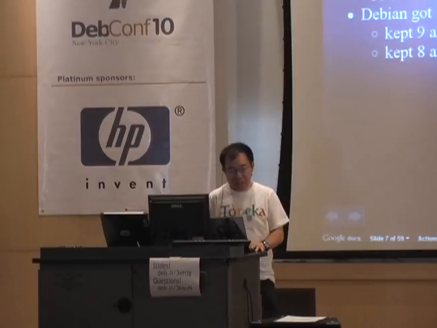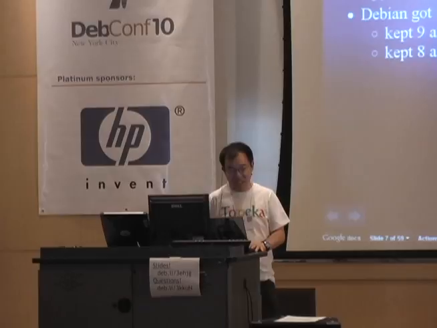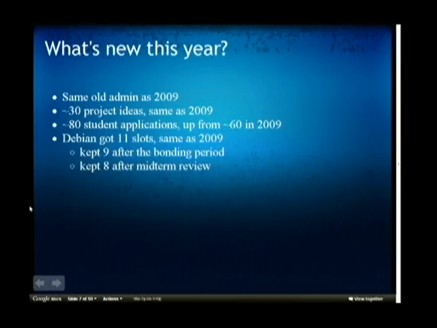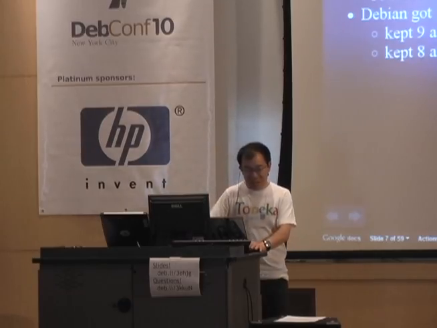We've got about 80 student applications, which is slightly more than last year, and is a very good score for an obscure organization like Debian compared to more popular distributions or very popular projects such as Firefox or OpenOffice that are popular even outside of Linux. So Debian did quite well.